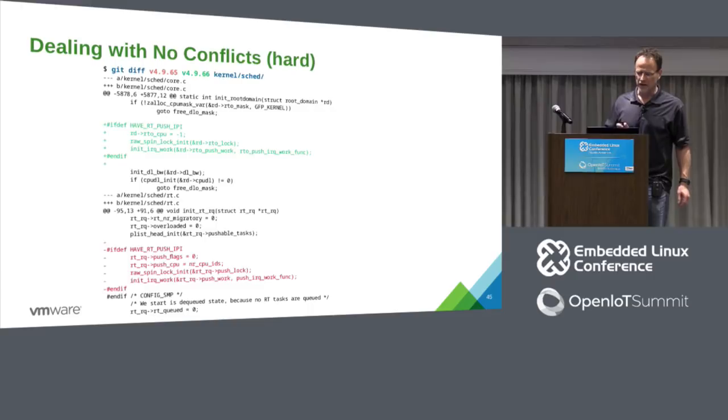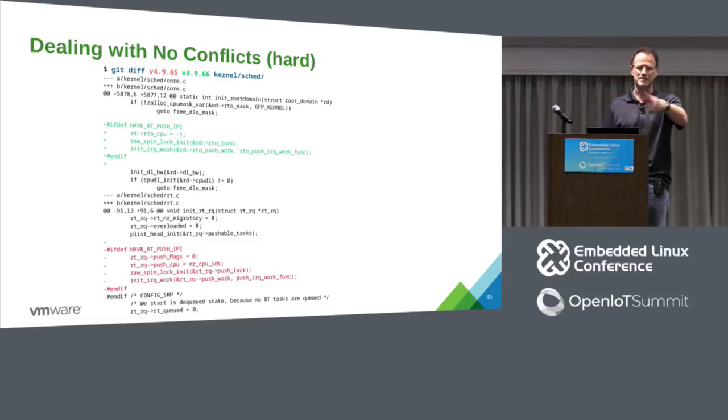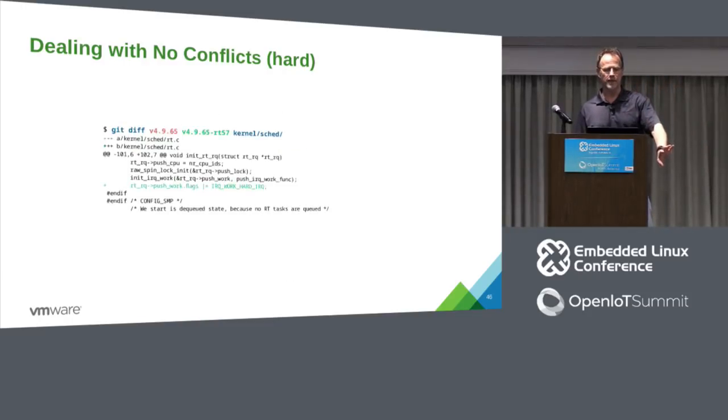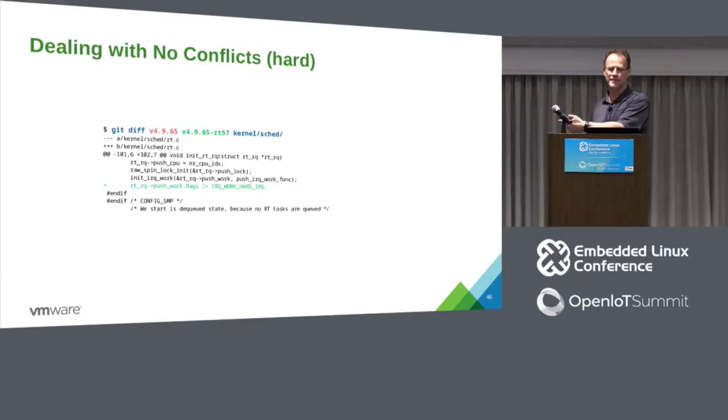The conflict here is this. If I go through and did a git diff 4.9.65 to 66, I see what it did. It moved this little block of have RT push IPI, and I wrote the code for this, so I knew exactly, even on 3.18, I knew the problem was going to be there. So it moved it down here. If I look at what the real-time kernel did, it added that one line. That one line is very important because in the real-time kernel, the IRQ work doesn't actually happen in IRQ. Well, it does because IRQ handlers are now threaded. So IRQ works are now threaded.